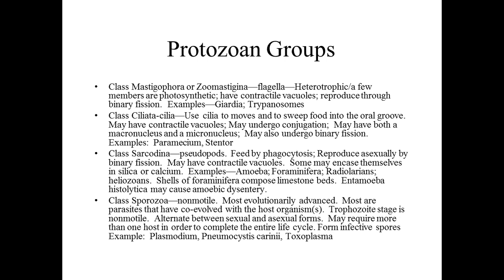These things usually feed by phagocytosis. So they surround and engulf usually other protists. We've got a video on the next slide where we watch an amoeba eat a paramecium. They too tend to reproduce asexually. Like the other two groups, they have those little contractile vacuoles that help pump out water.